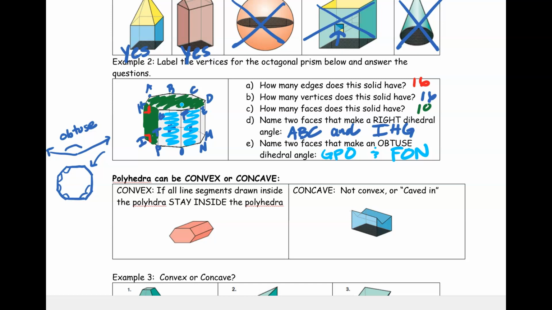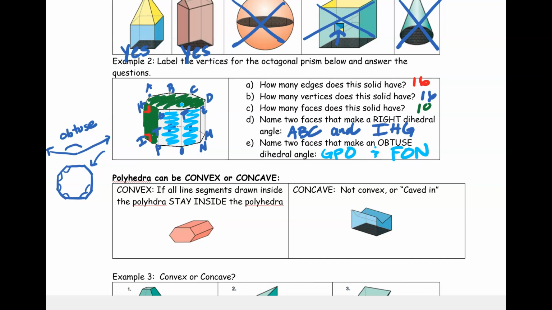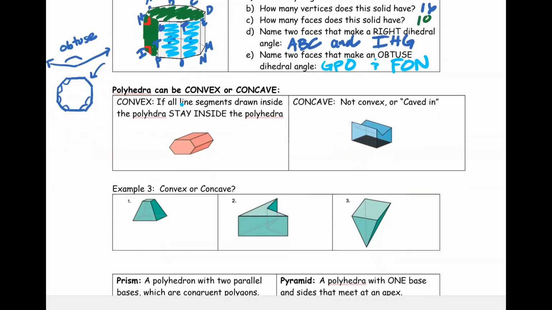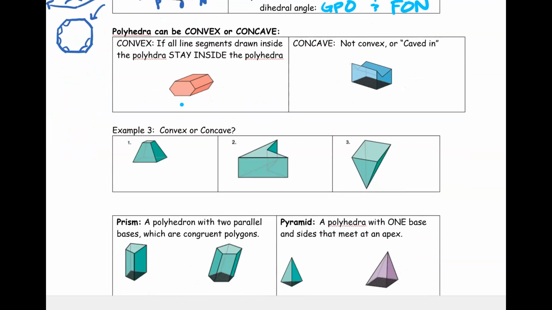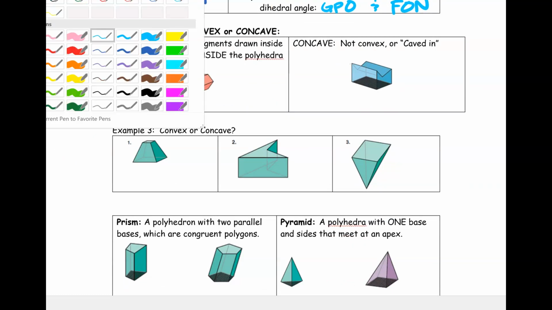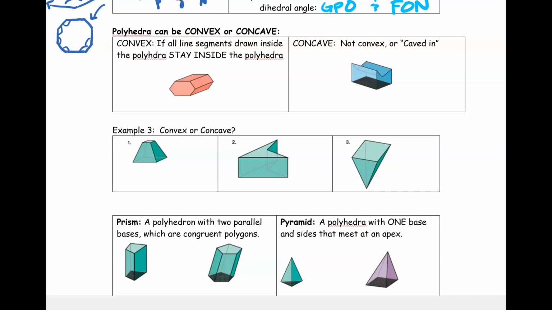So next, let's talk about convex versus concave. So polyhedra can be convex or concave, and you may have heard these terms. Well, you have heard these terms in terms of 2 dimensions, and it's not too different. With convex, you can think of it as not being caved in, like there are no parts that are caved in, whereas with concave, we have these caved in parts. So like you can see on this figure that it caves in there. There's that indent, so that's why we call it concave.